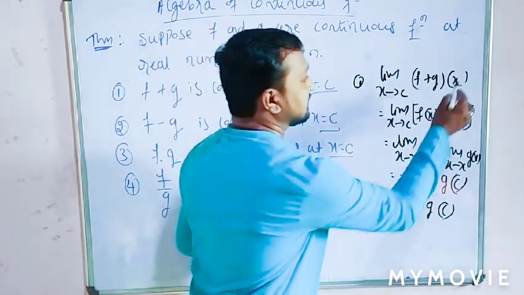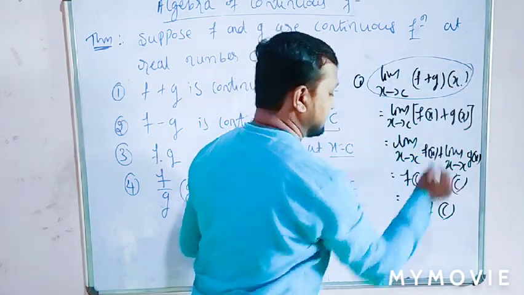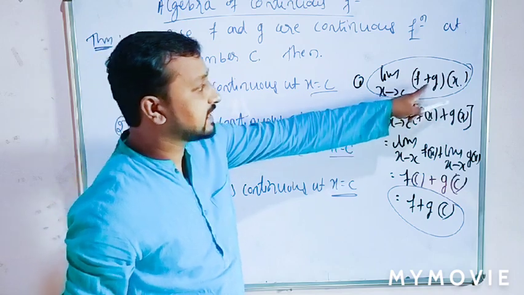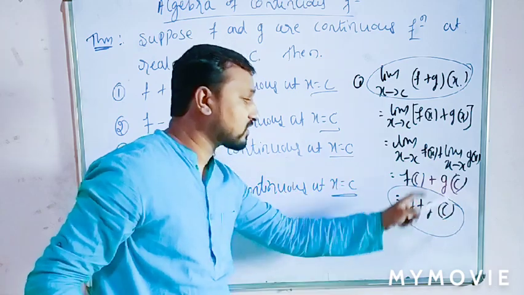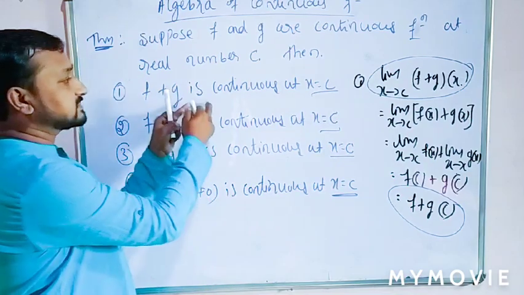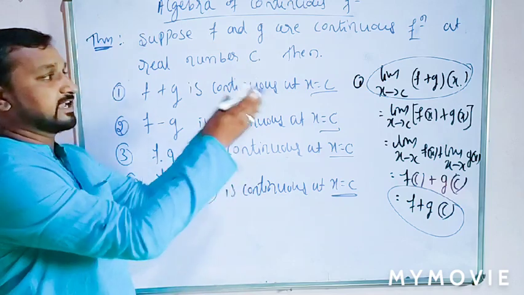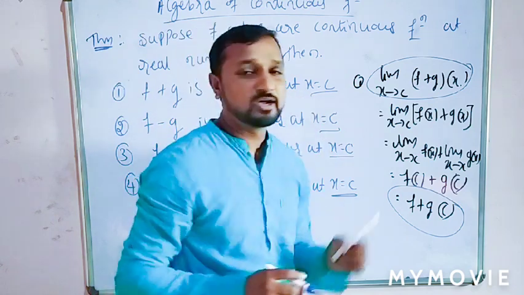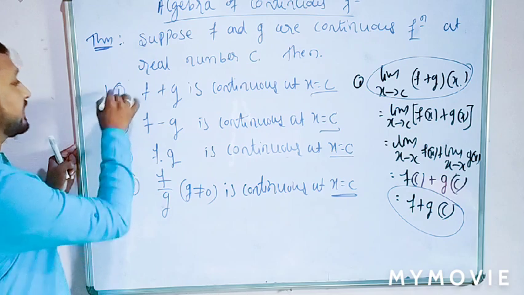Students, this is our limit function, and this is our constant function. The limit of x tends to c of f plus g of x is the limit function, and f plus g of c is the constant function. Here the limit function is equal to the constant function. Thus f plus g is continuous at the particular point x is equal to c. So this is the procedure. Apply the same procedure to these four properties. The proofs of these theorems are not necessary, but these four points are very important.